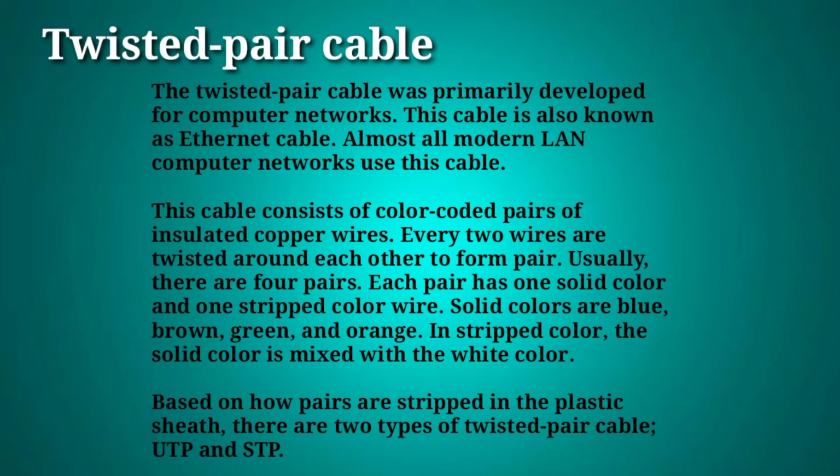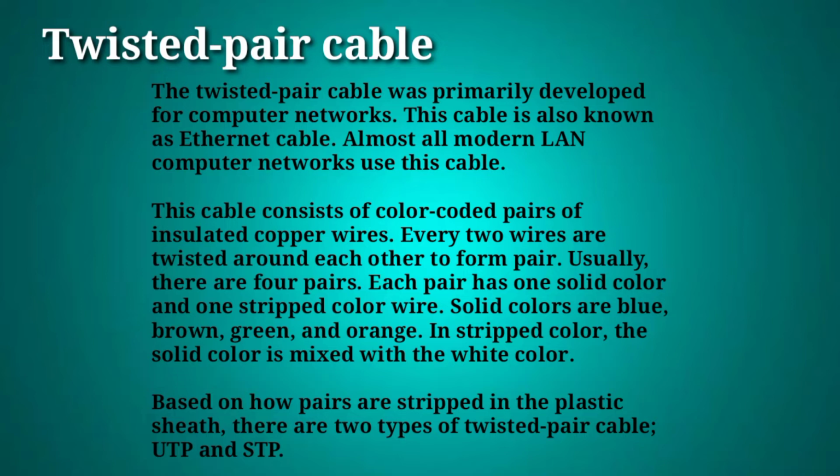The next type of network cable is twisted pair cable. The twisted pair cable was primarily developed for computer networks. This cable is also known as Ethernet cable. Almost all modern LAN computer networks use this cable. This cable consists of color-coded pairs of insulated copper wires. Every two wires are twisted around each other to form a pair.